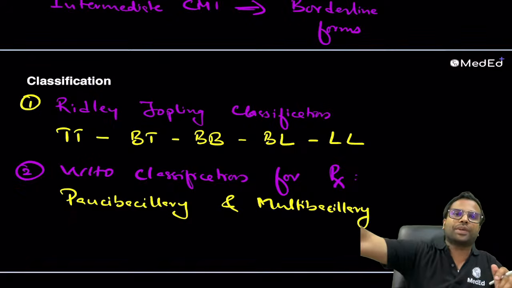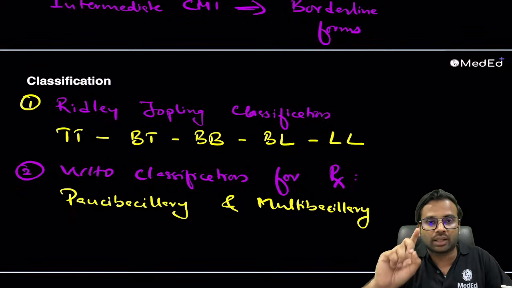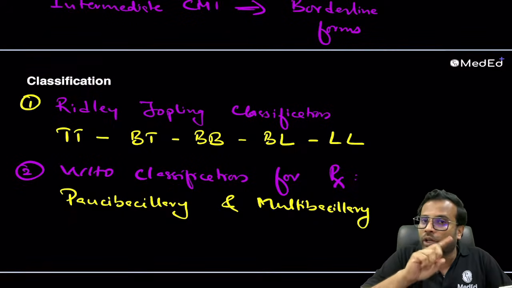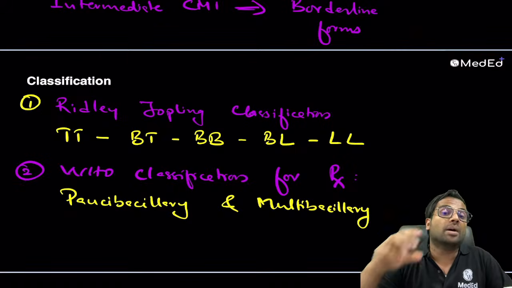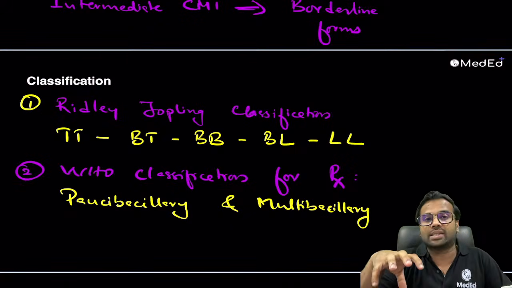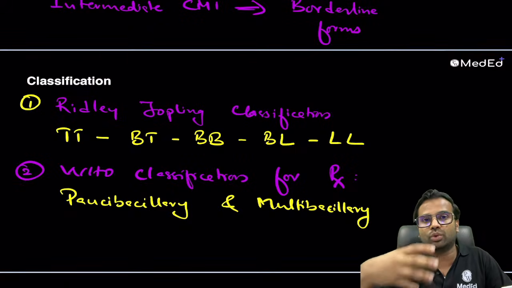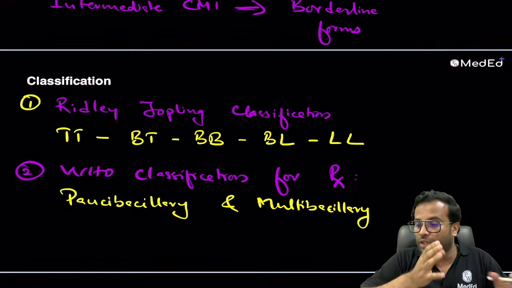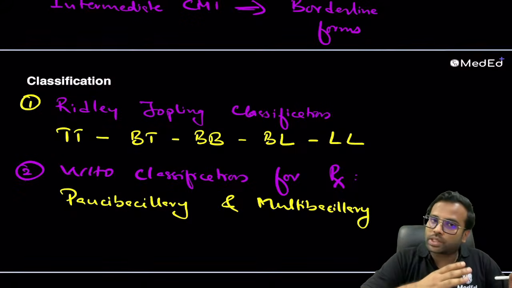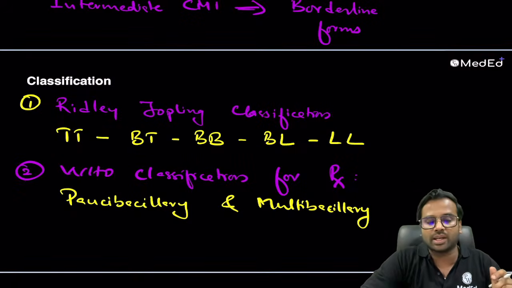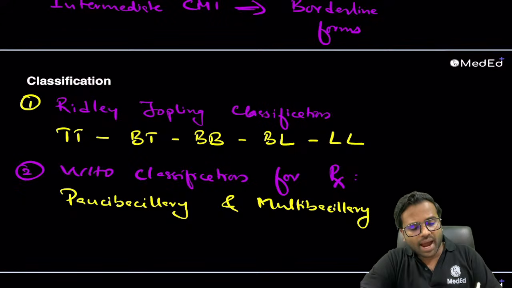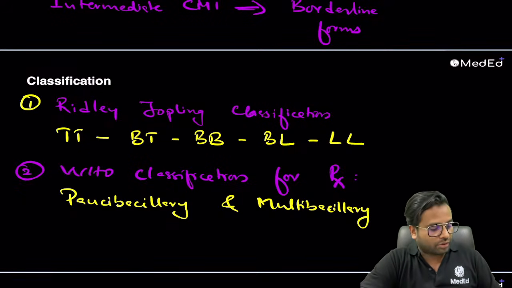So what do we use for clinical classification? For clinical classification we depend on the Ridley-Joplin classification. But in any of these cases, for the treatment part, we use the WHO classification which divides leprosy into paucibacillary and multibacillary. In India, I'll just add one more classification for your reference.